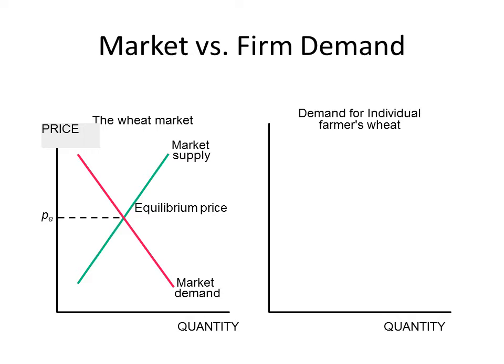What is the market for? This is the market for wheat. On the vertical axis, you measure price. On the horizontal axis, you measure quantity. The market forces of supply and demand determine the outcome in the market, equilibrium, price, and quantity.